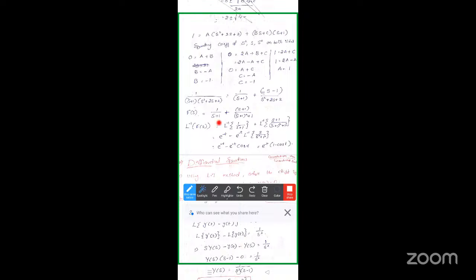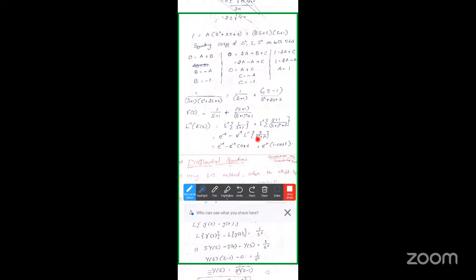So 1 by s plus 1 plus s minus s plus 1 by s plus 1 whole square plus 1. So next taking L inverse on both sides. Here we can apply first shifting theorem, e power minus t. Here also we can apply first shifting theorem, e power minus t, L inverse of s by s square plus 1 square.